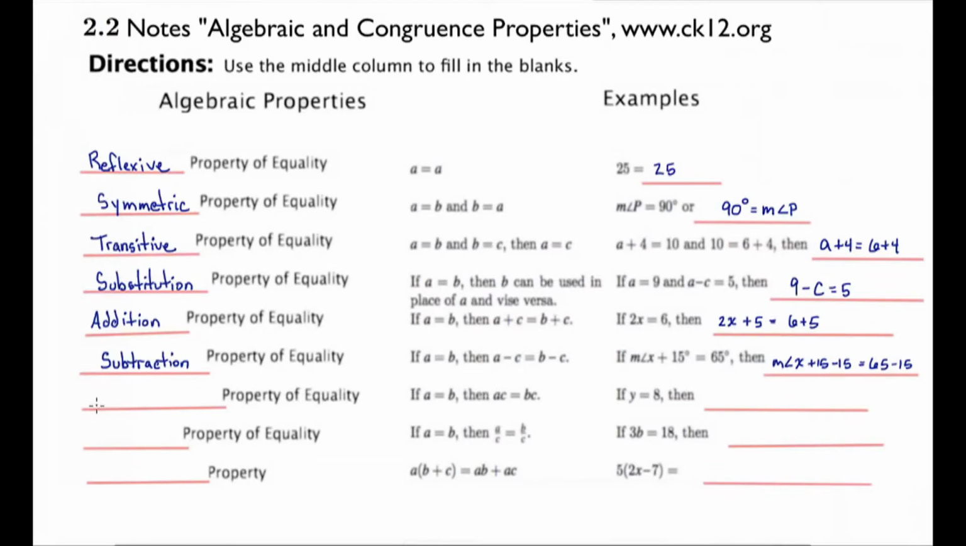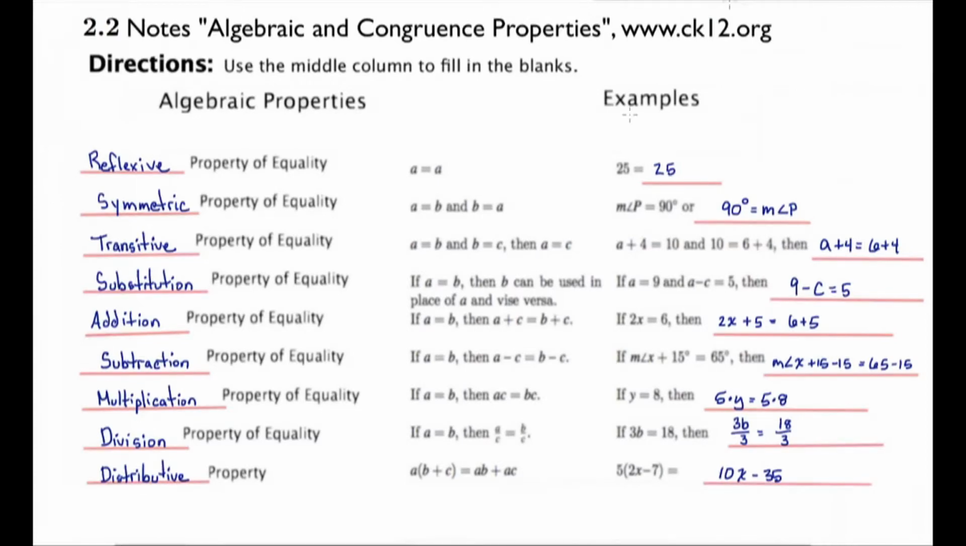The multiplication property of equality says if A equals B, then A times C equals B times C. The division property of equality states if A equals B, then A divided by C equals B divided by C. The last one here is the distributive property, which states A times the quantity B plus C equals AB plus AC. And here's an example on the right for that.